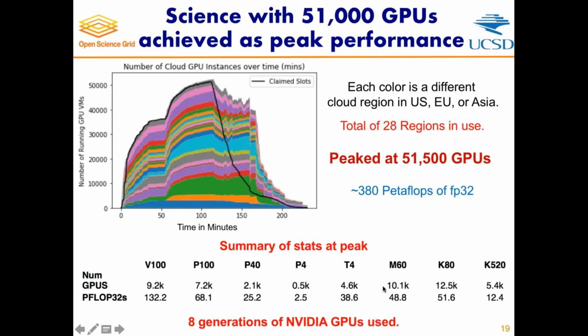Down here, we have a summary of stats at peak. It shows you as a row the number of GPUs and the petaflops of FP32 for each kind, and each column is a different NVIDIA GPU. We used 8 generations of GPUs, all the way from the K520 to the V100s. Basically, we used everything that we could get our hands on. The totality sums up to 380 petaflops at peak of FP32.